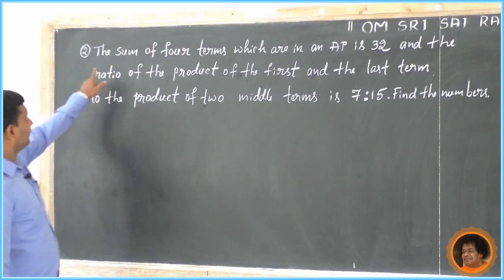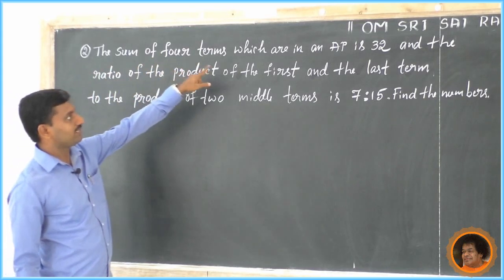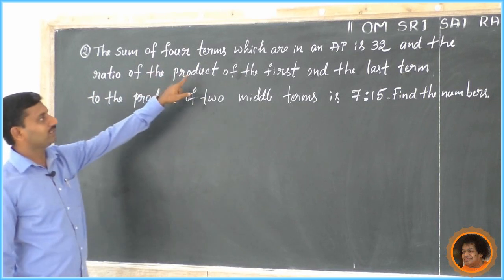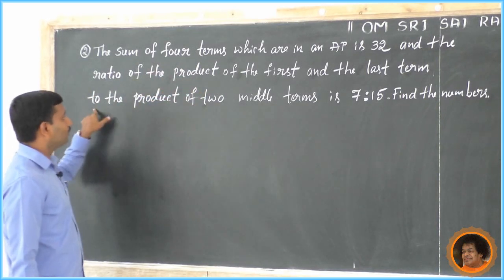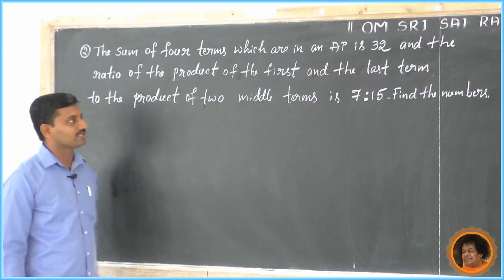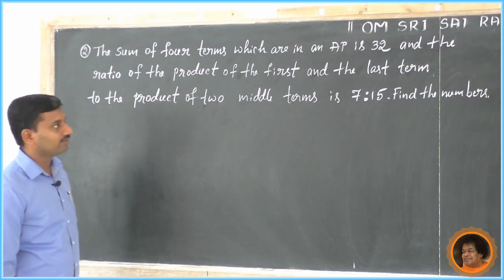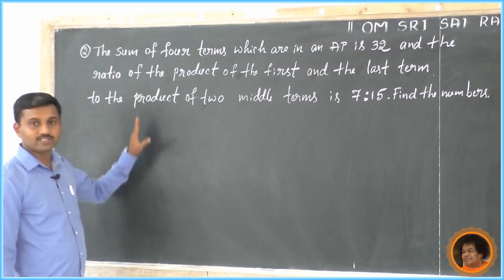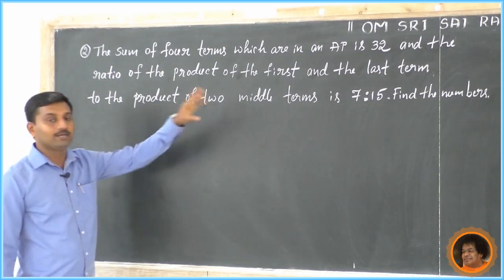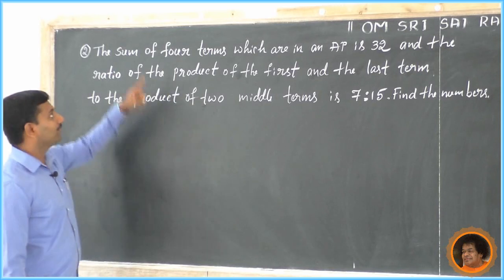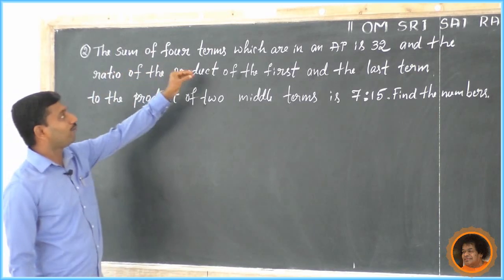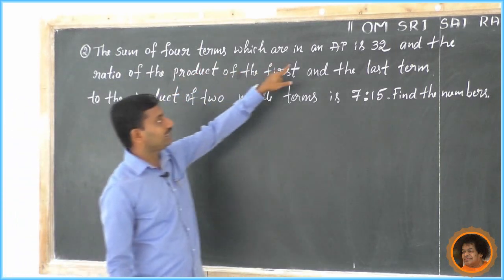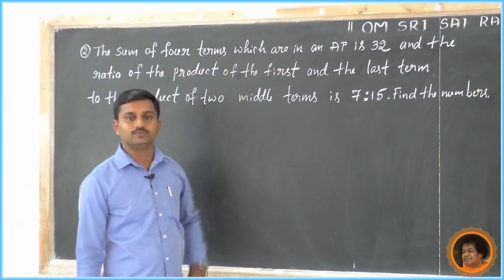See the next question. The sum of 4 terms which are in an AP is 32, and the ratio of the product of the first and the last term to the product of the 2 middle terms is 7 is to 15. Find the numbers. Go through the question. So find the numbers. So how many numbers are there? The sum of the 4 terms, 4 numbers are in AP, their sum is 32.